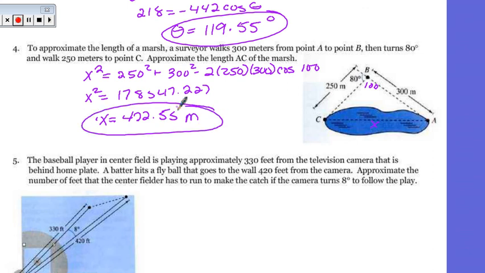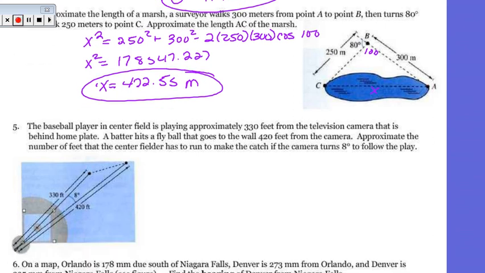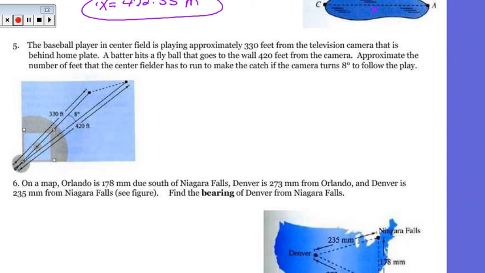Okay, we've got a baseball problem. Those of you who like baseball. The baseball player in the center field is approximately 330 feet from the television camera that's behind home plate. A batter hits a fly ball and it goes to the wall 420 feet from the camera. Approximate the number of feet that the center fielder has to run in order to catch the ball. We've got an 8-degree angle there.